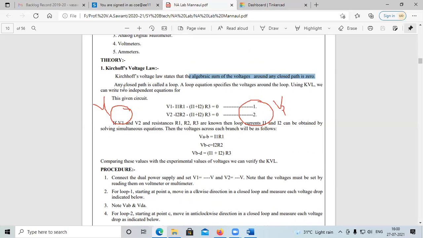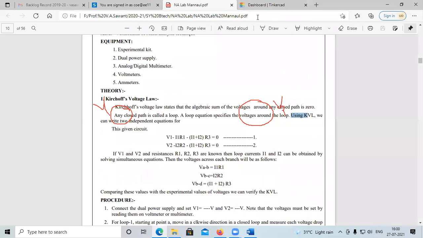Any closed path is called a loop, or a mesh. A loop equation specifies the voltage around the loop, and by using KVL we can write two independent equations. Our network diagram is given here: V1, an R1 resistor, an R2 resistor, an R3 resistor, and another voltage source.